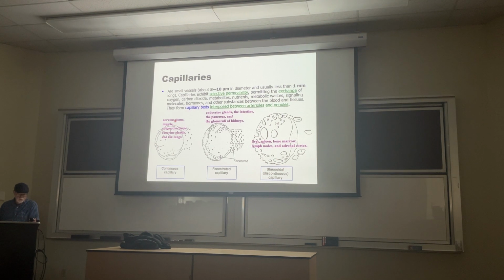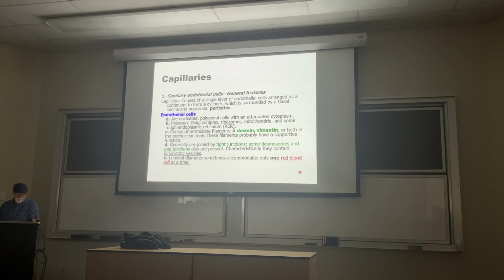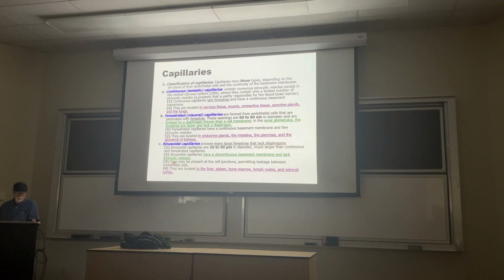The continuous ones, you can see where they're found: nervous tissue, muscle, connective tissue, exocrine gland, the lungs. Fenestrated, endocrine gland, you can see the list here. Sinusoidal are in the liver, spleen, bone marrow, places like that. They just have these endothelial cells. Generally only one red blood cell at a time can go through those small diameter capillaries.